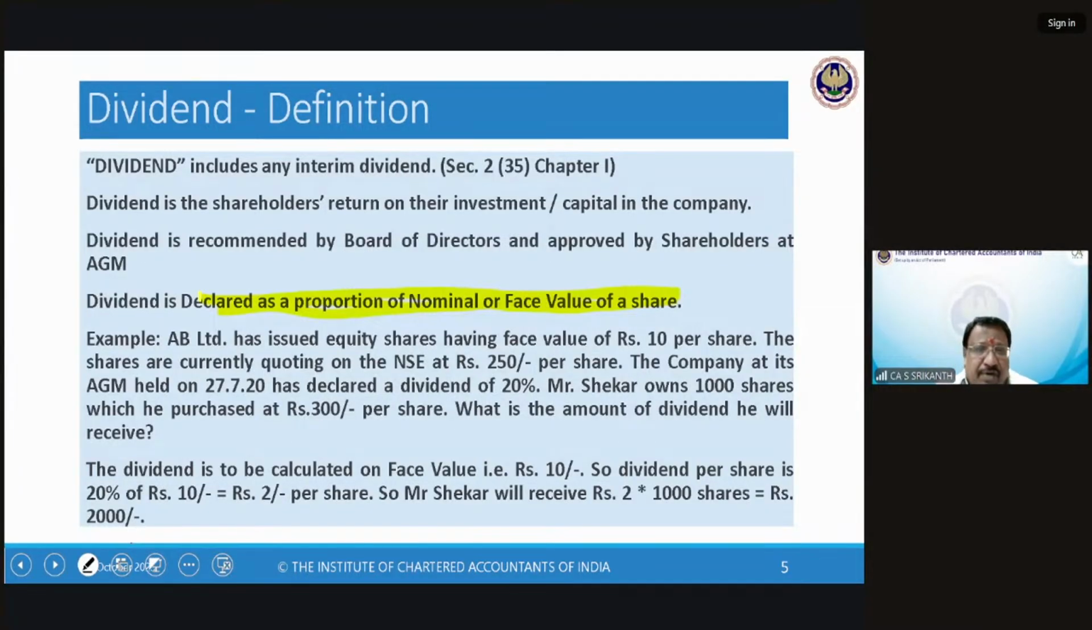What I stated is not the dividend declared by Maruti this year. It is merely an example. AB Limited has issued equity shares having a face value of rupees 10 per share. Shares are currently quoting on the National Stock Exchange at 250 per share. This is the current market quotation. The company at its AGM held on 27/7/20 has declared a dividend of 20%.